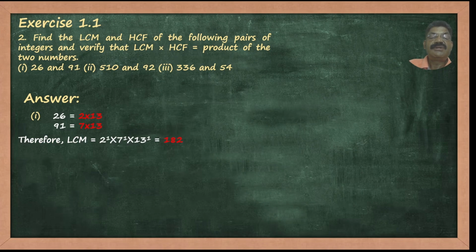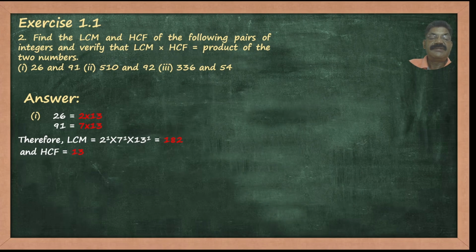Therefore, for the LCM, we have to consider all the factors with the greatest power. So 2 is present, greatest power is 1. 7 is present, greatest power is 1. 13 is present, greatest power is 1. So the LCM is equal to 2 into 7 into 13, which is equal to 182. And HCF is equal to 13. That is the only common factor.